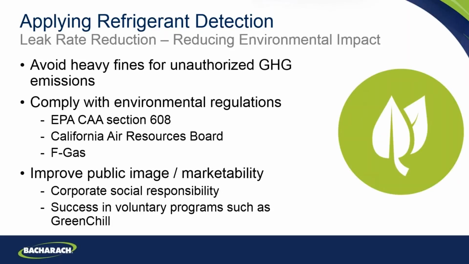Reducing the environmental impact from refrigerant leaks by reducing leak rate also has a number of benefits. It allows the avoidance of potentially heavy fines for unauthorized greenhouse gas emissions, and it also allows compliance with environmental regulations, including the EPA's Clean Air Act, Section 608, the California Air Resources Board Refrigerant Management Program, and the F-gas Directive within Europe. There's also an element there of improving the public image and marketability of a corporation through showing this level of corporate social responsibility, and there can also be a lot of promotion to be had through success in some voluntary programs such as the Green Chill program, which operates across the US grocery sector.